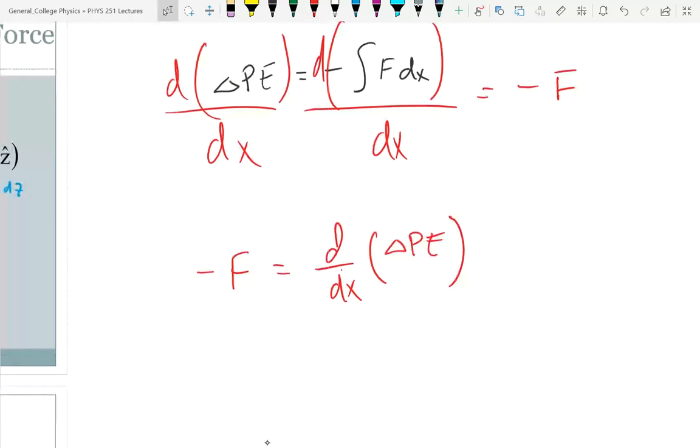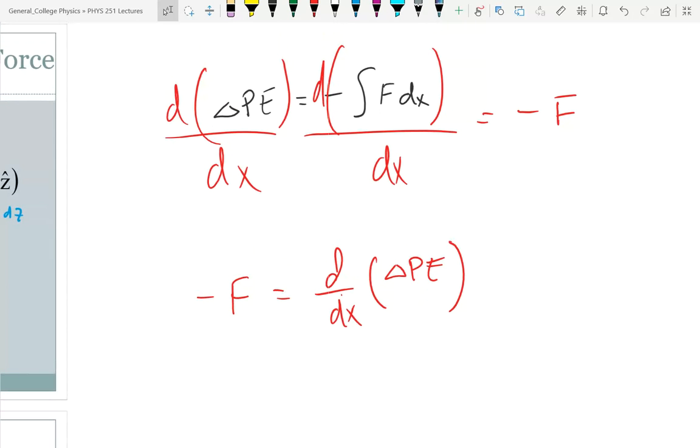And when I say minus f, we have to keep in mind there were limits here. So this is actually going to be minus f final minus (minus f initial), right? Or more simply, we just get minus f is equal to d potential energy dx. That is getting rid of the delta and the difference between the two spots. So that's how it would work out one-dimensionally.